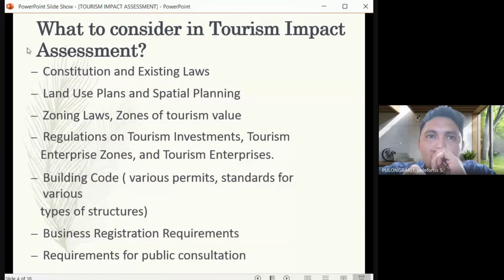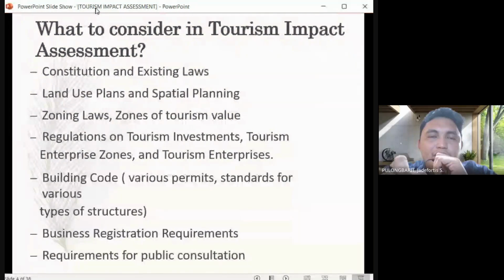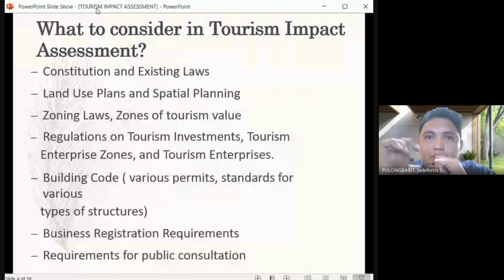Okay, as well as the building code, yung various permits ng mga buildings or ng mga accommodation, and then standards for various types of structures, and then the business registration requirements. Okay, business registration requirements sa mga lahat ng mga private sectors na nakatayo or nag-exist doon sa destination. And then requirements for public consultation. So ito yung mga kino-consider in tourism impact assessment.